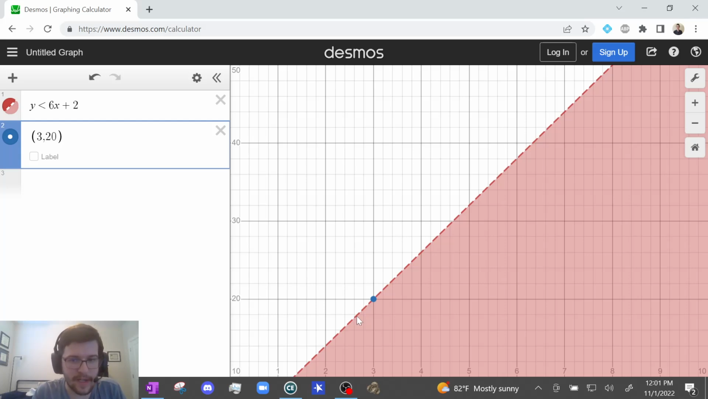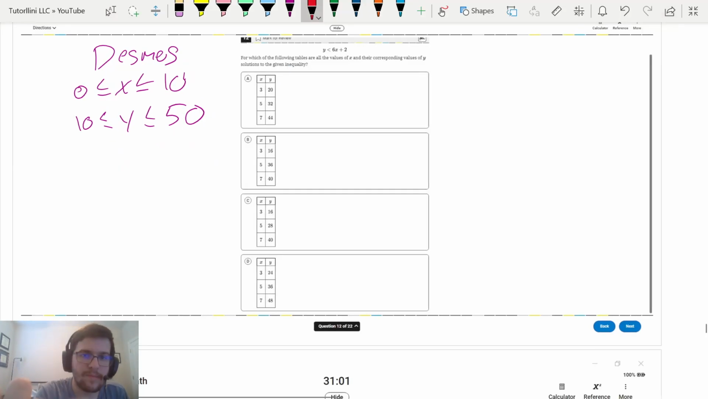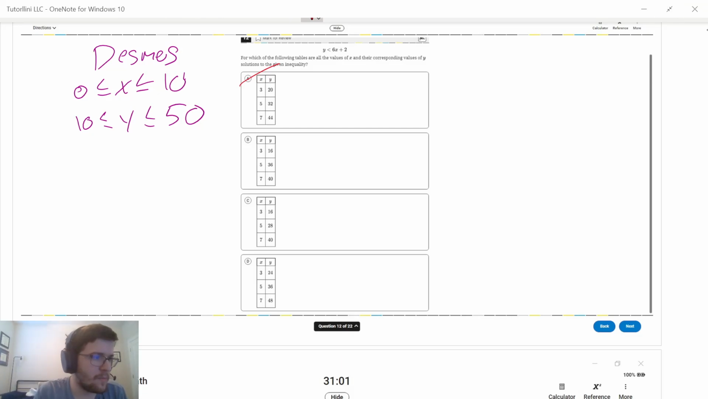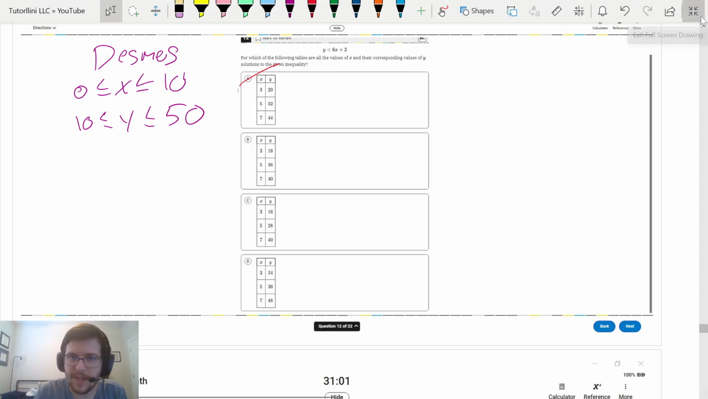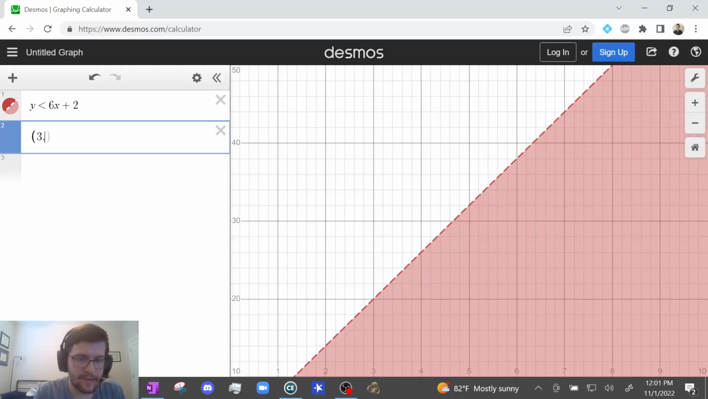So 3 comma 20 is on a dashed line, so it's not included. So it does not satisfy the inequality. So this one's wrong. Next I'm going to look at 3 comma 16. Okay, that one's in the solution set, so that one's good. Now let's do 3 comma 24. That one's not in the solution set, so that one's no good.